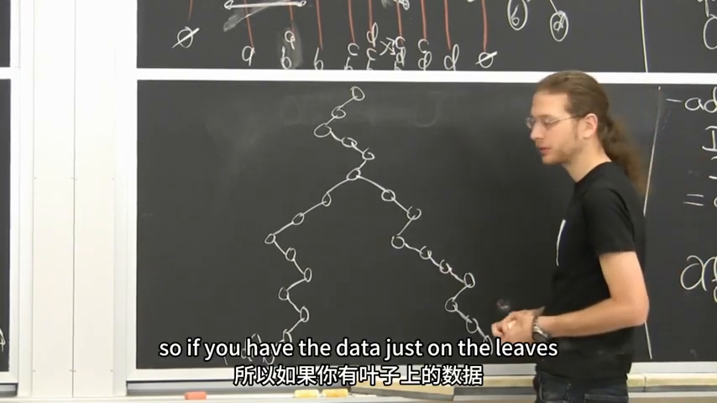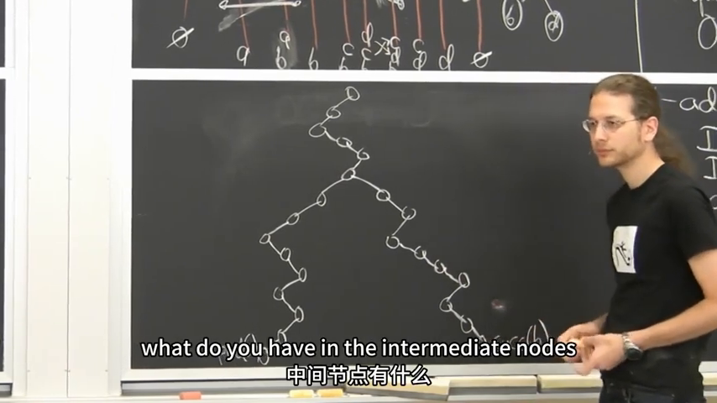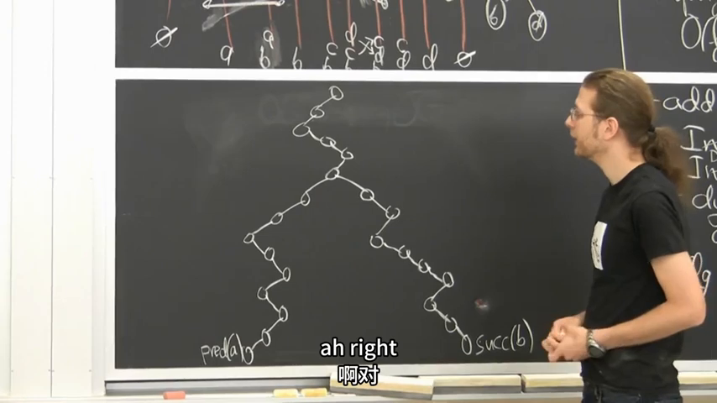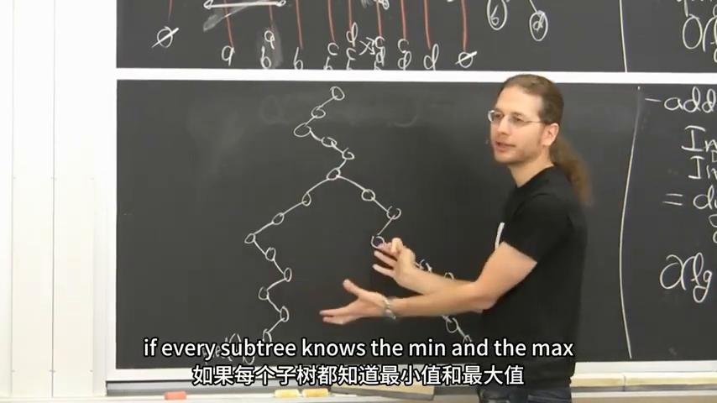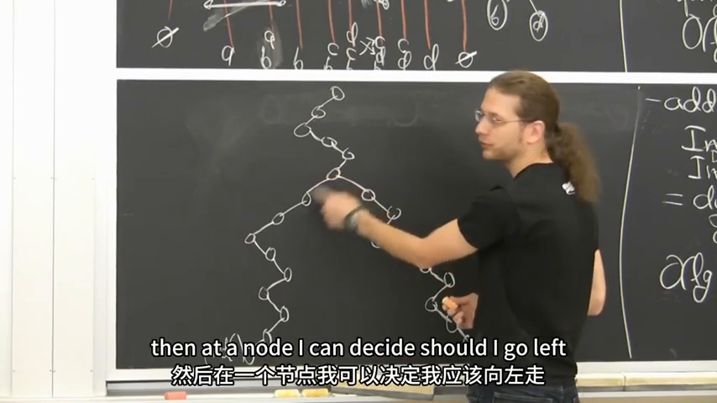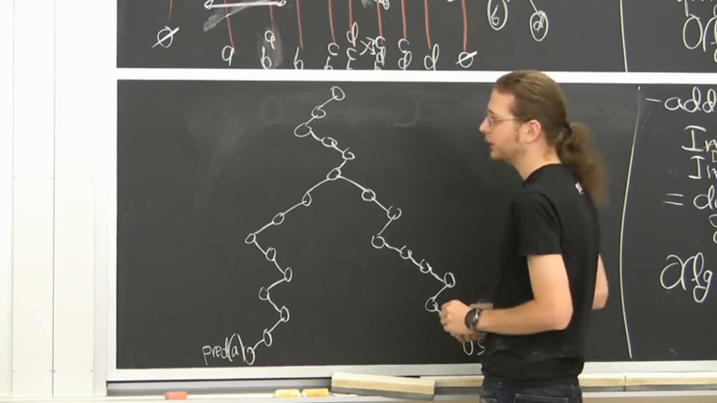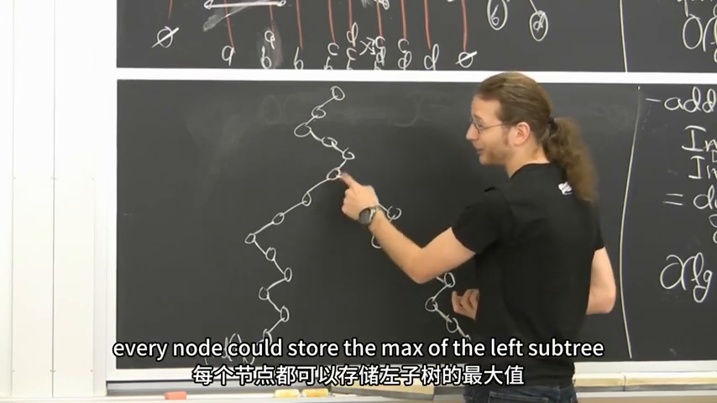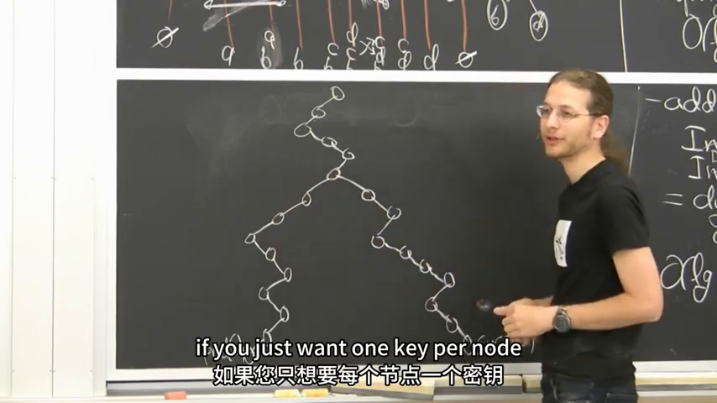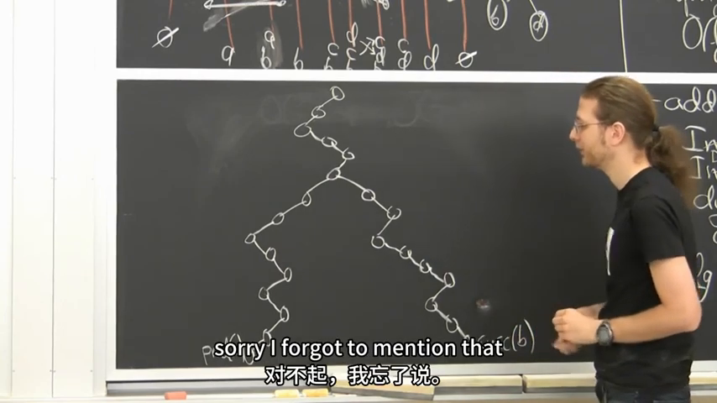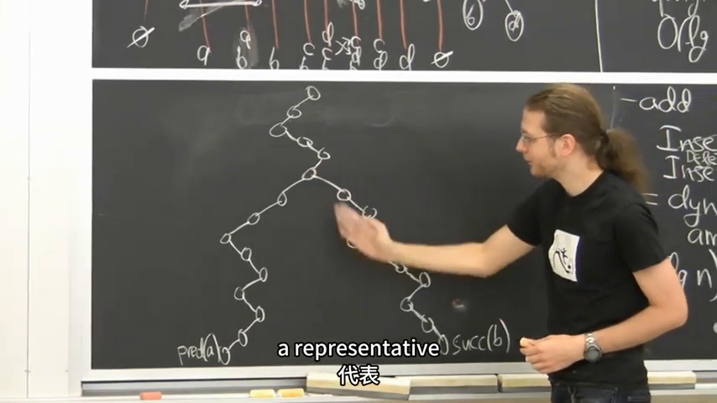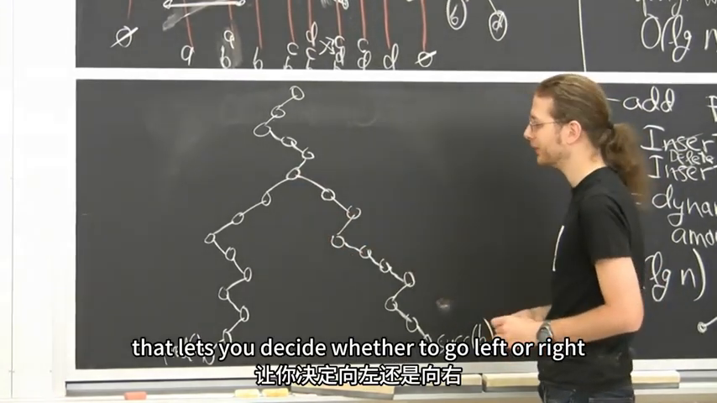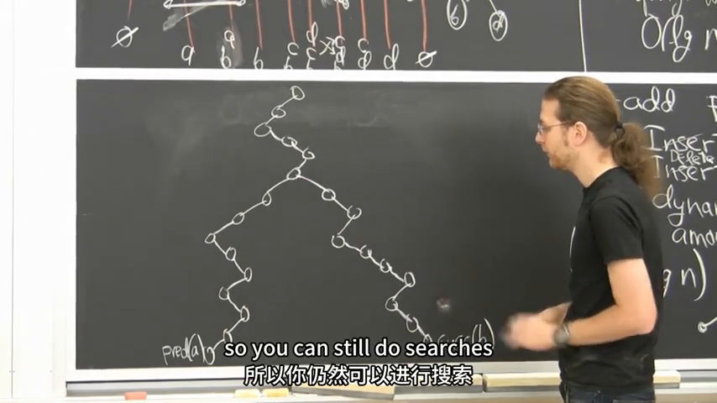Question? So if you have the data just on the leaves, what do you have in the intermediate nodes? Right. So in the intermediate nodes, I need to know, let's say, if every subtree knows the min and the max, then at a node I can decide, should I go left, should I go right? I think every node could store the max of the left subtree if you just want 1 key per node. But yeah, good question. Sorry, I forgot to mention that. You store one representative sort of in the middle that lets you decide whether to go left and right. So you can still do searches.